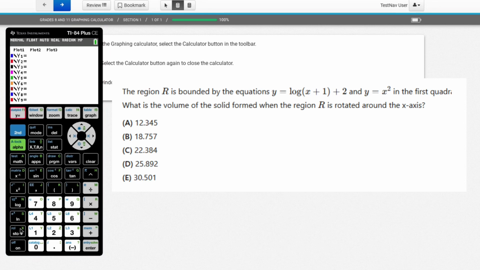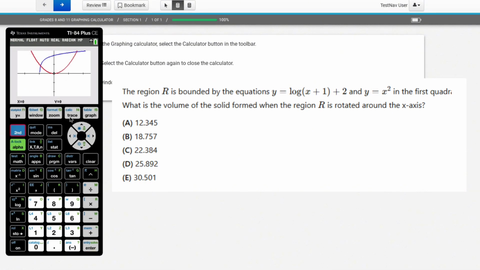We've got log of (x plus 1) plus 2. So there's my x, there's my plus 1, close it, plus 2. And then my other guy was x squared. Now I need to find out where these guys intersect in the first quadrant. This is good news. Let's zoom in. These guys intersect over here, which means my left limit is going to be 0, since my first point of intersection is over here in a different quadrant. So I'm going to use 0 as my lower limit, and all I have to do is find my upper limit.